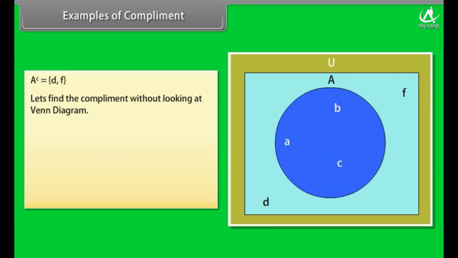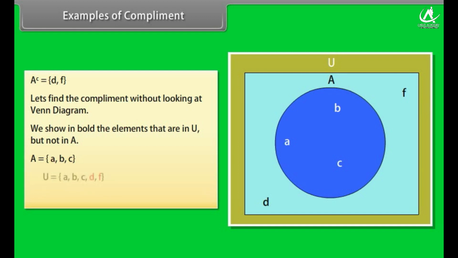Let's find the complement without looking at the Venn diagram. We show in bold the elements that are in U, but not in A. A is equal to {A, B, C}. U is equal to {A, B, C, D, F}. So, complement of A is {D, F}.